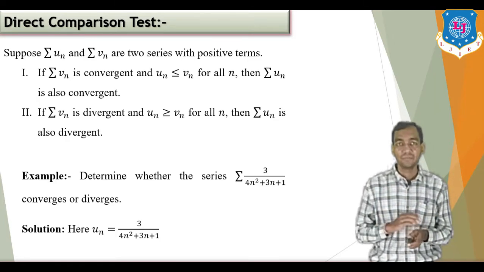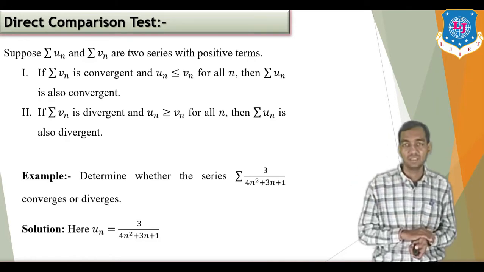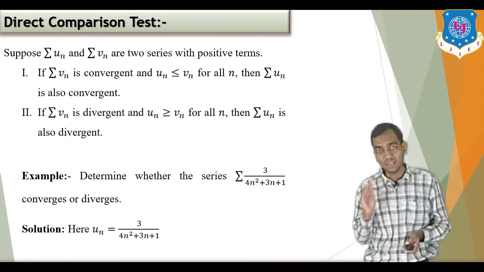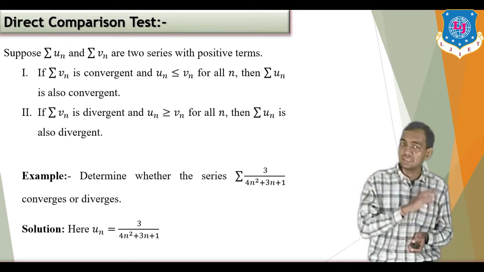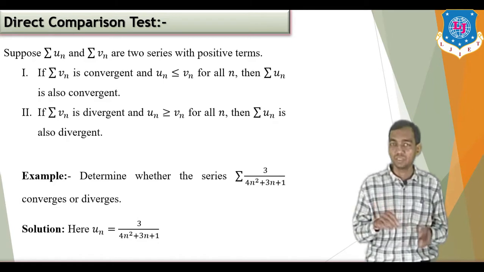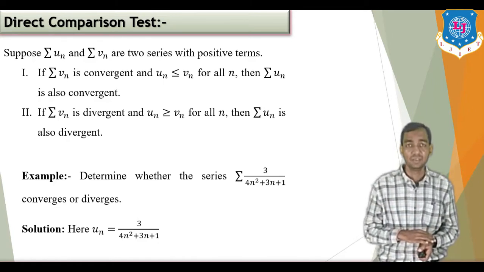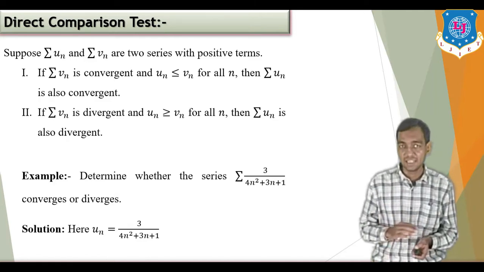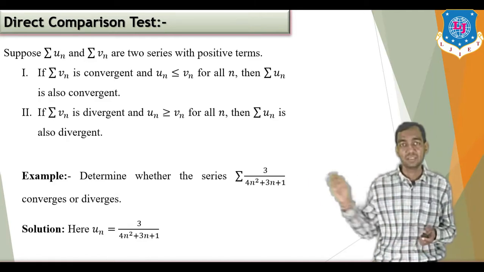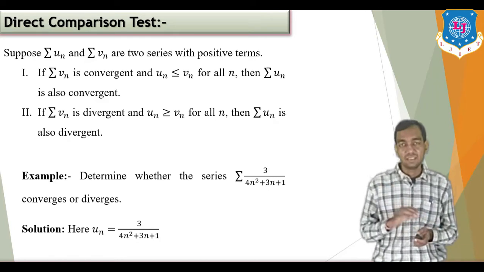So please remember, if the larger series is convergent, then the smaller is convergent, and vice versa. If the smaller is divergent, then the larger is obviously divergent, because we are considering positive term series. Now we are starting with an example. Determine whether the series sigma 3 upon 4n square plus 3n plus 1 is convergent or divergent.